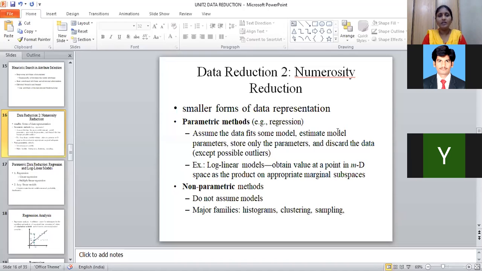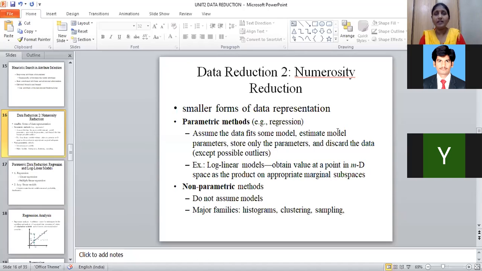So what are the types of numerosity reduction? There are two types: parametric methods and non-parametric methods. In parametric methods, some examples are regression methods and log linear models. In the last class, we saw the regression method and log linear models. Again, in regression we have two types: linear regression and multiple regression. So how does the parametric method replace the data with smaller forms? What methodology is it using here?